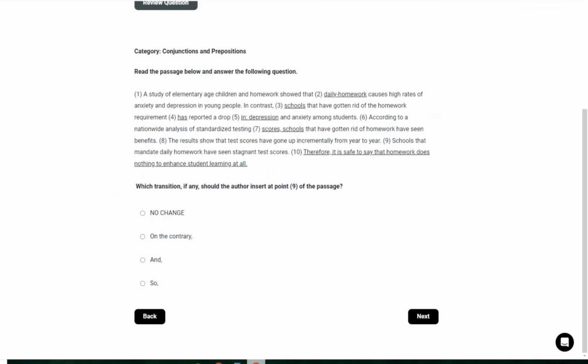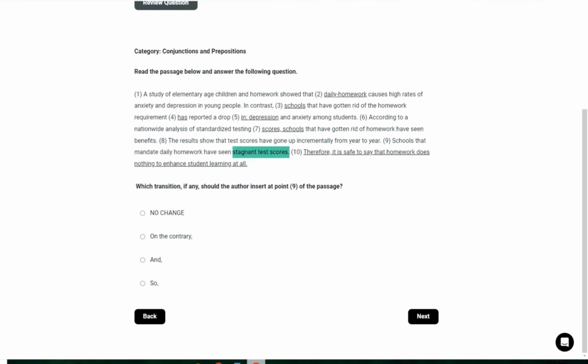What is this sentence doing? That's a question you can ask yourself if you're stuck here. "Schools that mandate daily homework have seen stagnant test scores." Throughout this study, we've talked about how homework causes depression, and getting rid of it drops depression and brings benefits, they've gone up. And now all of a sudden we're talking about how those that mandate it have stagnant test scores.